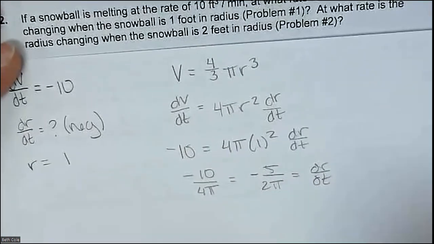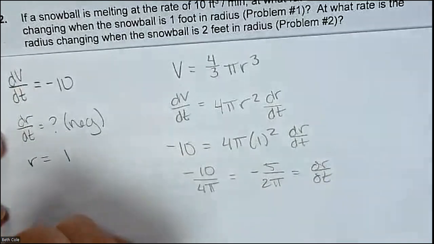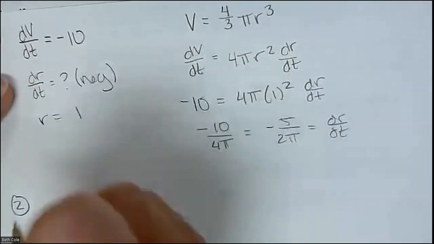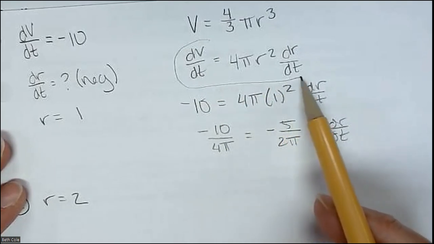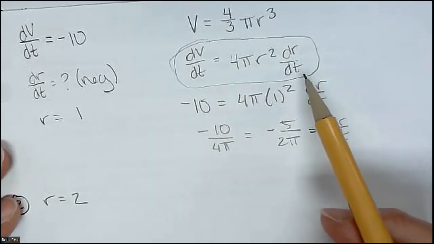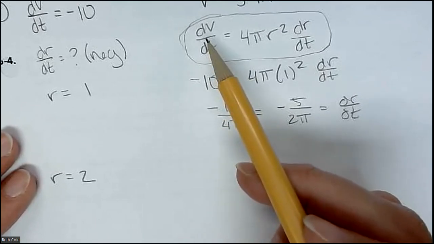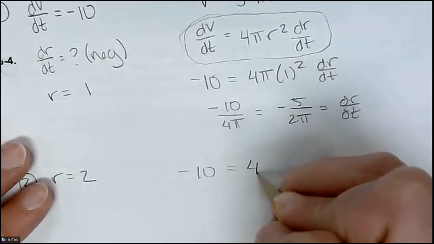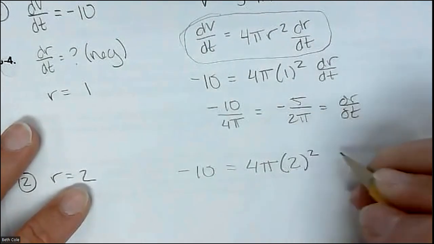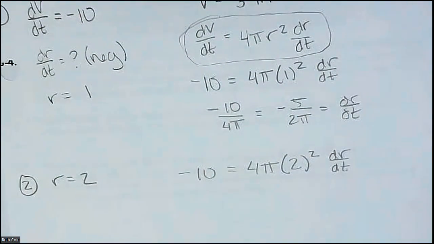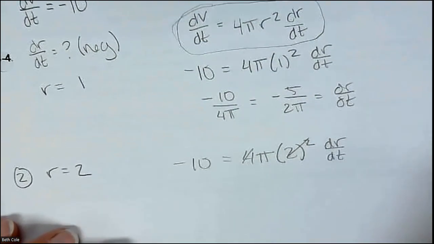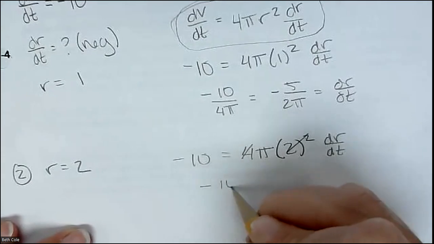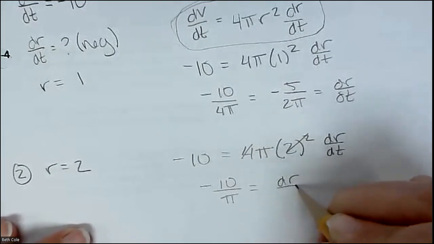All right. Number 2 is the exact same problem, except what did they change? Yeah, the radius is 2 feet. So you don't have to do any of this work again. You can jump straight to the derivative right here and plug everything in. What was dv dt? -10 equals 4 pi, this time 2 squared dr dt. 2 squared would be 4. Oh, the 4's cancel. That's kind of nice. And so what would your answer be? -10 over pi is your dr dt.